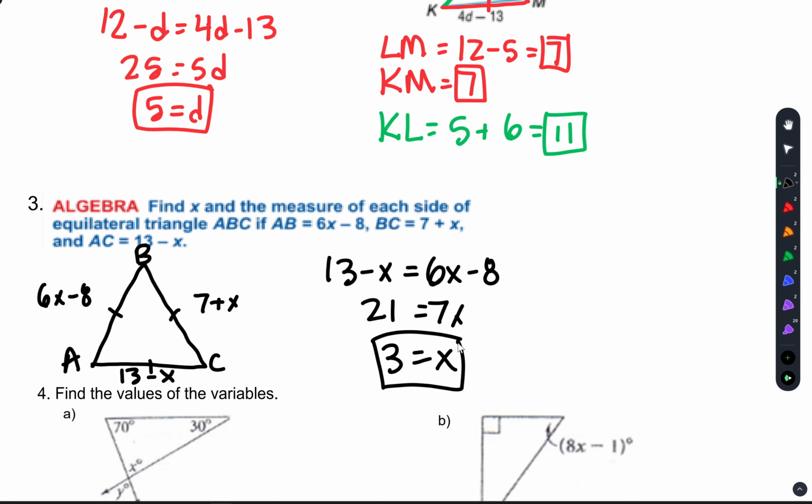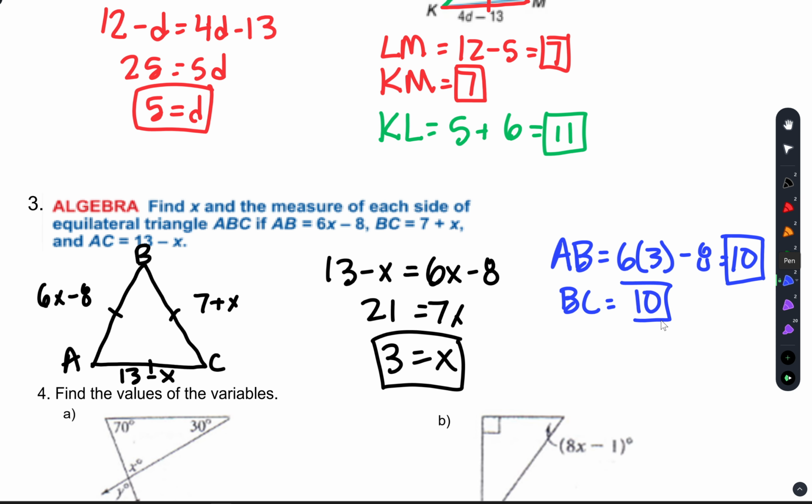All right, so x is 3. We still have to go ahead and plug that back in to find the measures of all of our sides. So AB equals 6 times 3 minus 8, which is 10. All of the other ones should be congruent, so we know that they are also 10. But that's also a good way to check our work if we must.